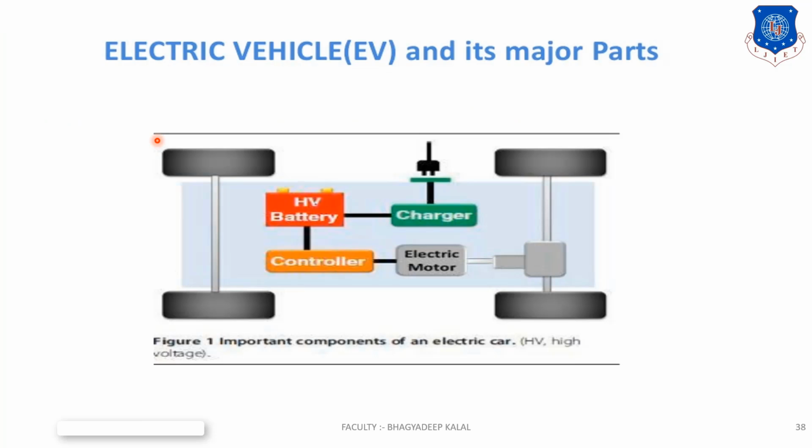So these are the electric vehicles and their major parts, which are shown in this diagram. Basically, there are types of EV: HEV, hybrid electric vehicle, EV, and PHEV is another type. But in our topic, only the EV is there. EV is nothing but the electric vehicle.